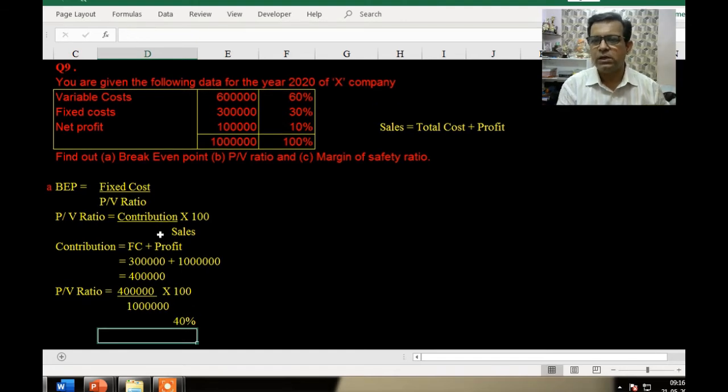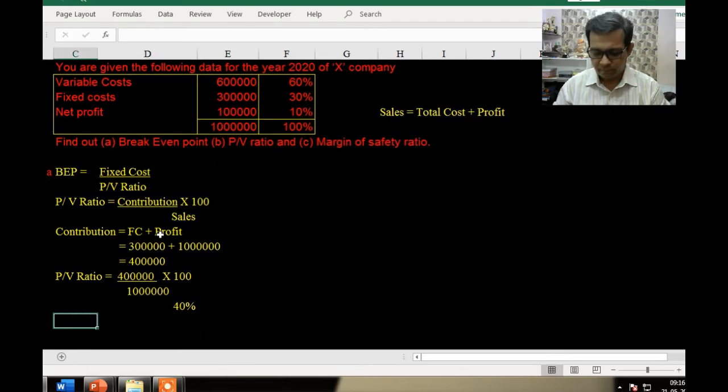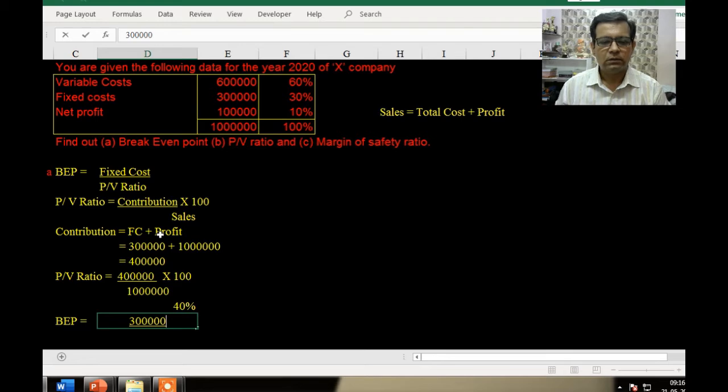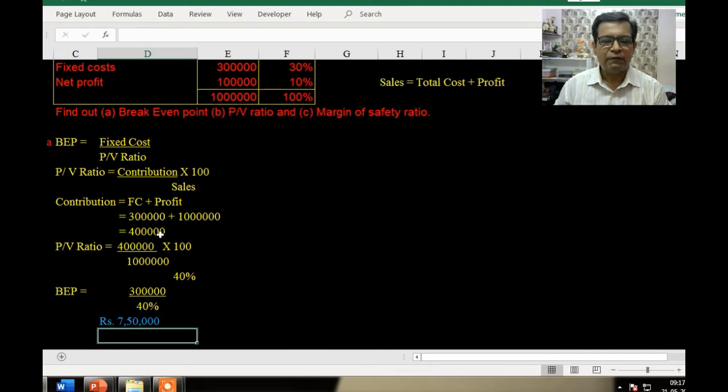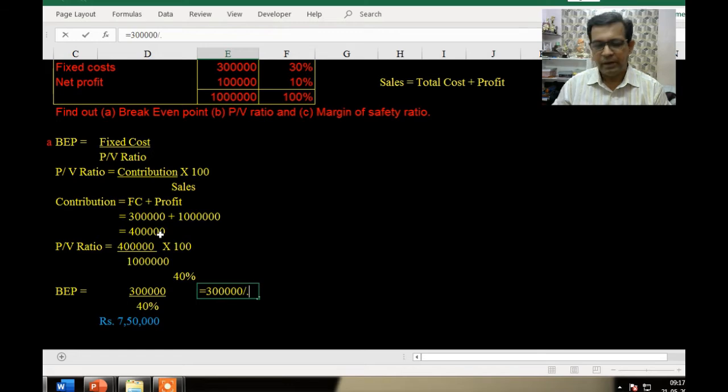Guys, same as what we did in the last question, it is almost the same approach. Now time for us to find our BEP ratio. BEP will be equal to fixed cost. What is the value of fixed cost? 3 lakh. And this is to be divided by 40%. So 3 lakh divided by 40%, what we get is rupees 7,50,000. We can do this calculation. So that's how we get our break-even point at 7,50,000.